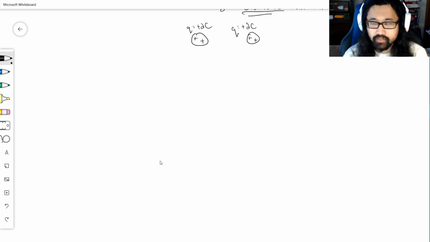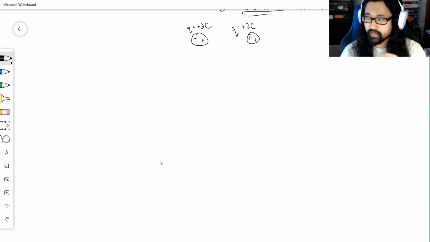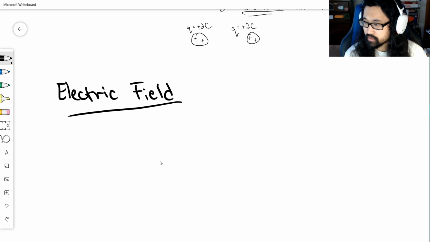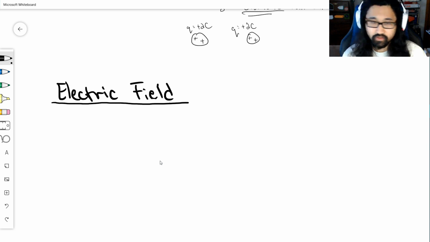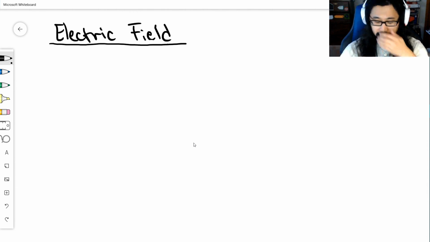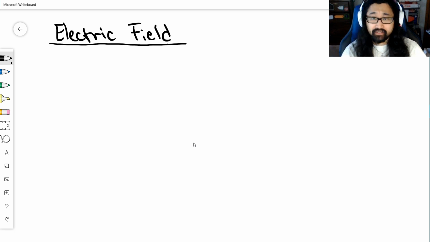how charged objects continuously influence the environment around them through this concept of what we call the electric field. Now, the premise of the electric field is that everything that has a charge exhibits an electric field, right?